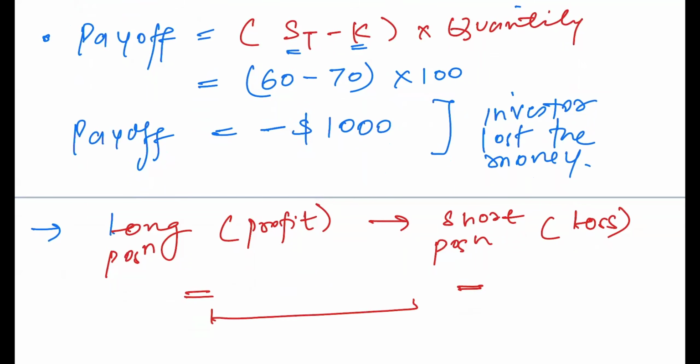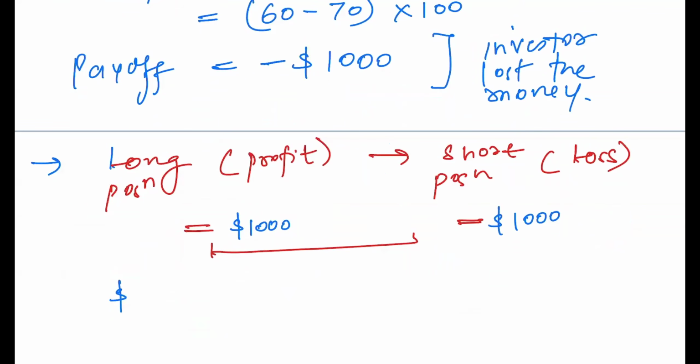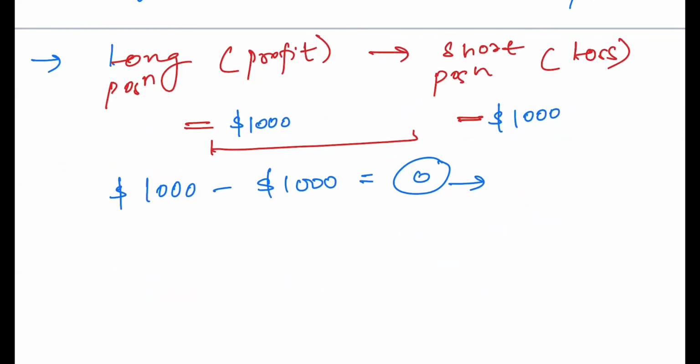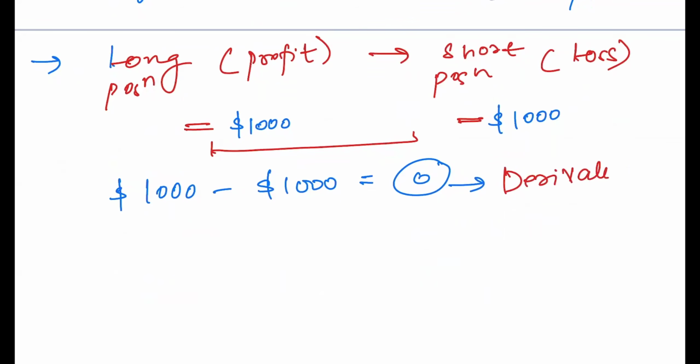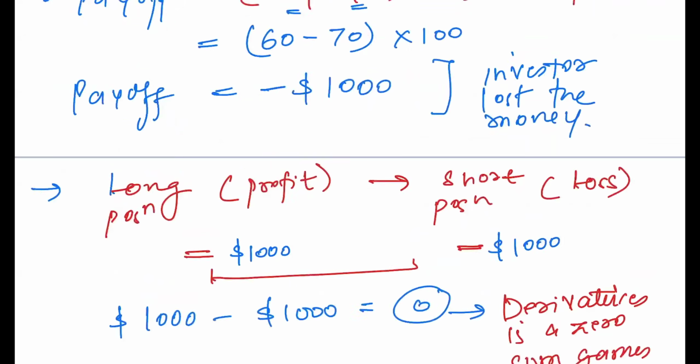That's why it is called... So let's say if in the long position the party made $1,000 profit, in the short position the party made $1,000 loss. And if we add this, $1,000 minus $1,000 is equal to zero, right? So that's why you will read a lot of times that derivatives is a zero sum game. What this basically means is, whatever loss someone is making, an equal amount of profit the other party is making. So this was more from an example perspective, right?